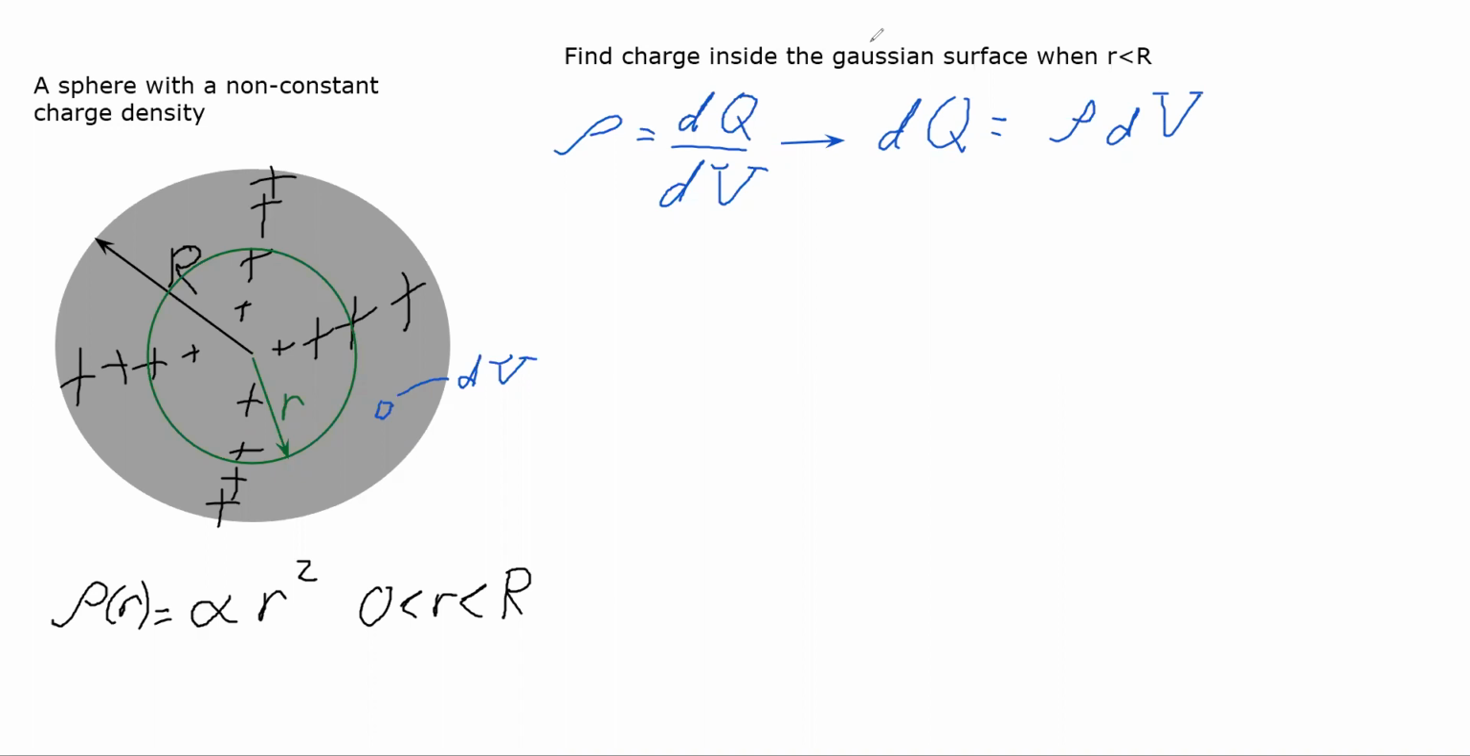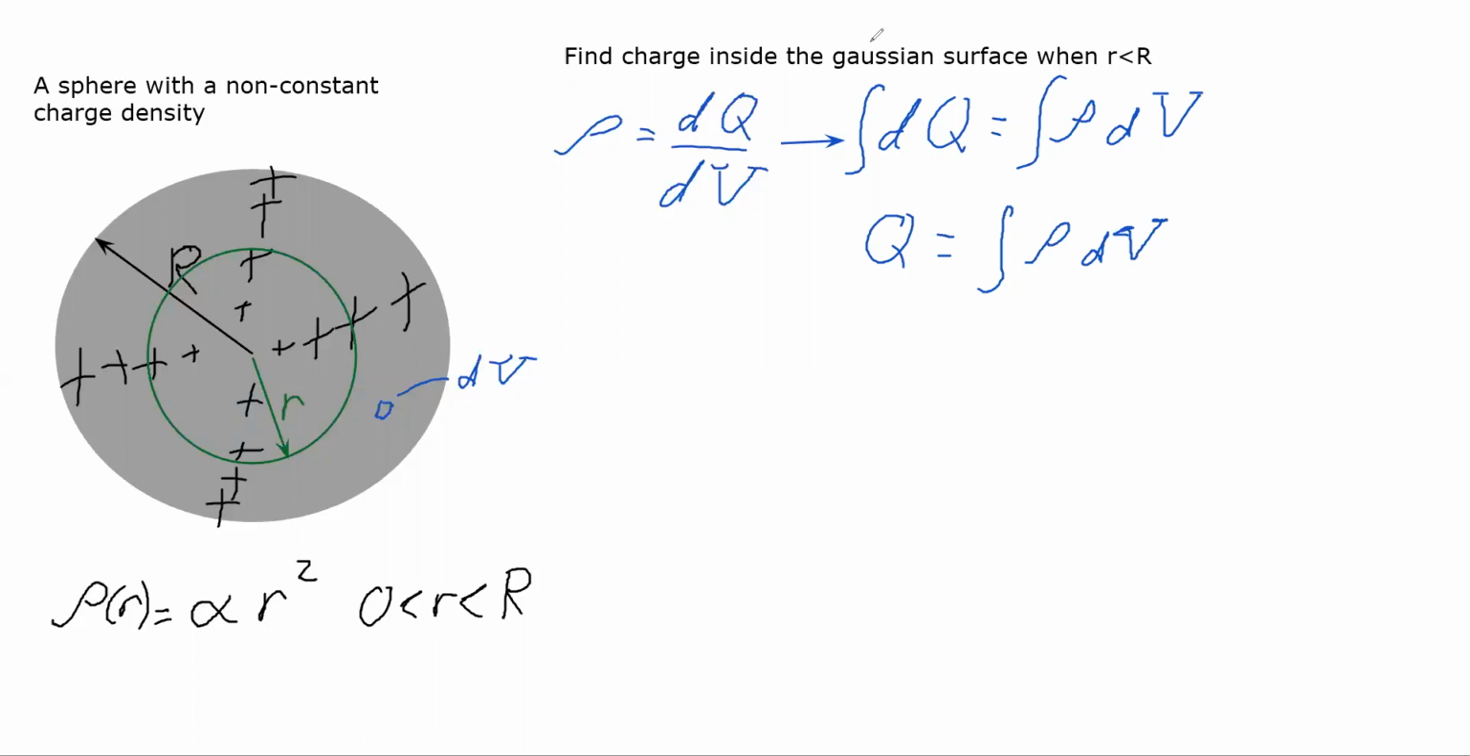Then if I integrate both sides, the integral of dq just becomes q, and on the right side I'm just going to write the integral of rho dV. So to find the charge inside, I'm going to have to use this integral because rho, like I said, is not constant. Rho is a function, so I can't just use that ratio that I used last time.